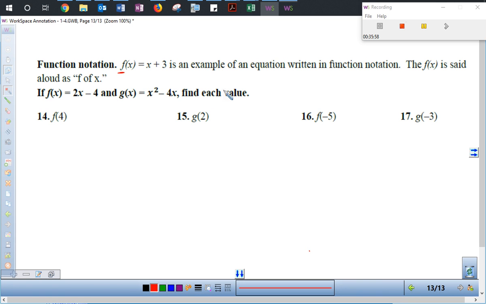They want us to find each value. So in 14, they want us to find f of 4. Now I know that looks like f times 4, but function notation is a little bit different. We're going to take one of these two equations and we're going to substitute some things in. So you have to be smart about which equation to use. Notice they're working with the one that starts with an f, so that means we're going to use this one. So if f of x equals 2x minus 4, I want you to go ahead and write that down here, because that's the one we're going to use.